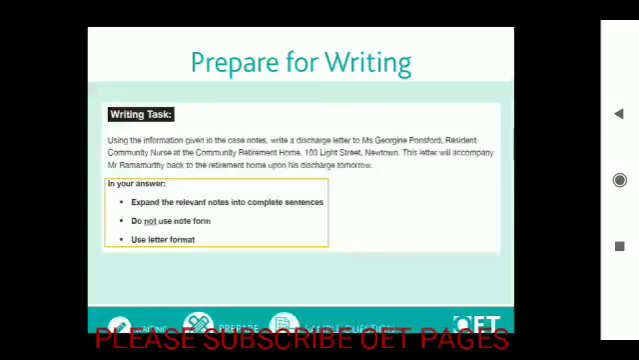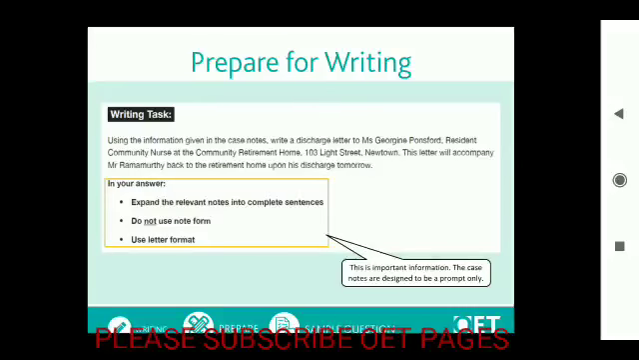When reading the writing task, remember to read this important information. It reminds you that the case notes are designed to be a prompt only. As has already been mentioned, you need to choose a structure which is appropriate for your reader and to write about the case notes in the clearest way possible.